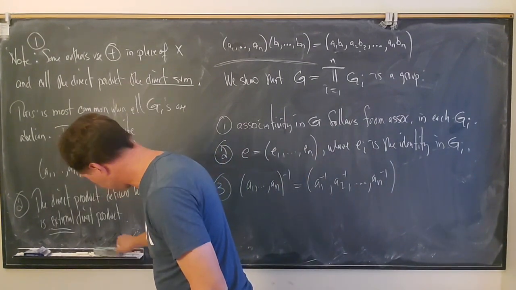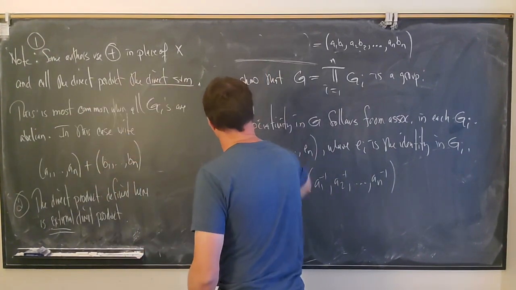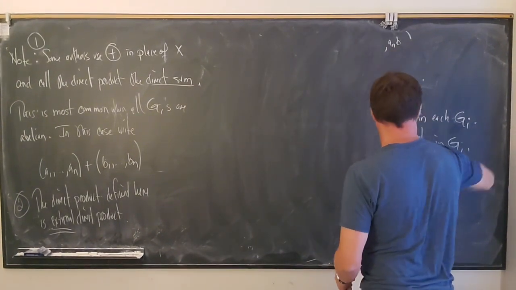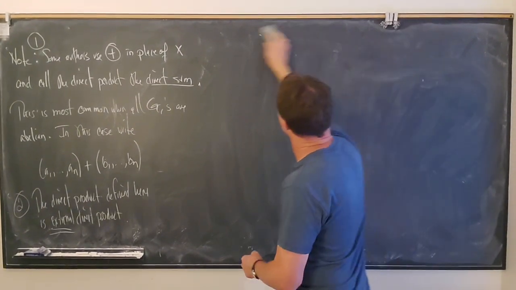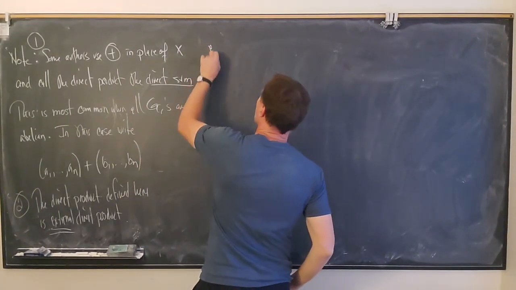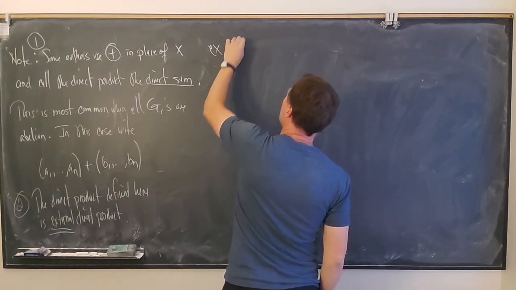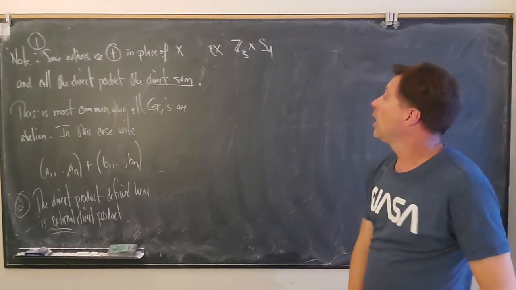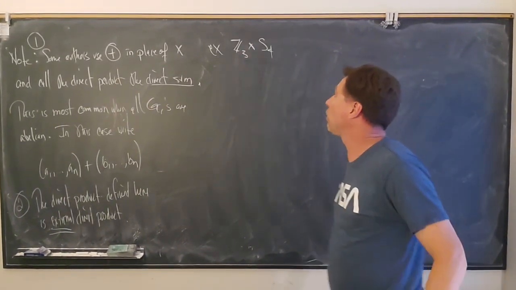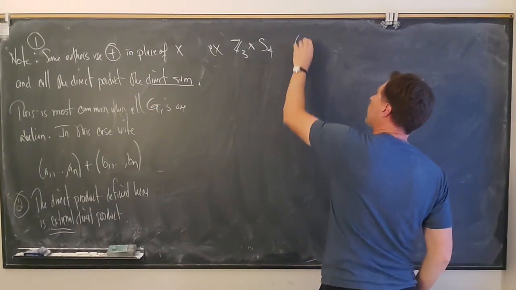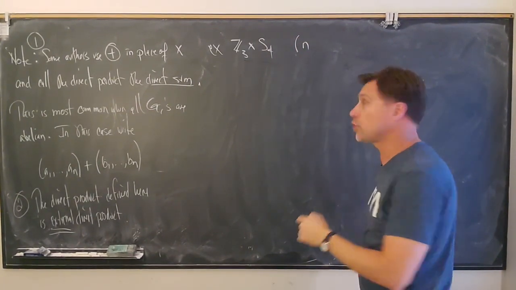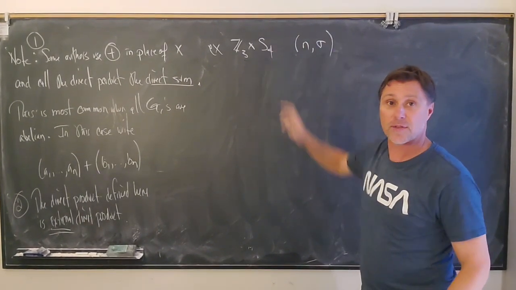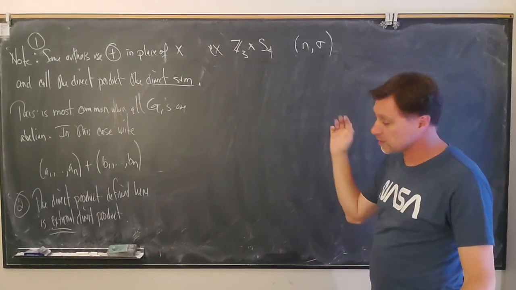So some examples. How about this one? Z3 cross S4. Right, there's an example. I take two groups, I form a new group. Now, what would a typical element then look like? It would look like an integer 0, 1, or 2, comma, sigma, where sigma is some permutation in S4. Right, so there's an example of a direct product.